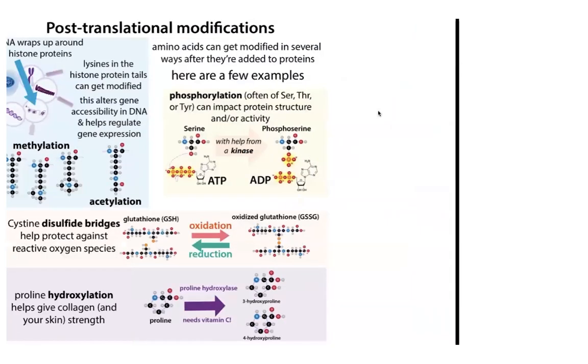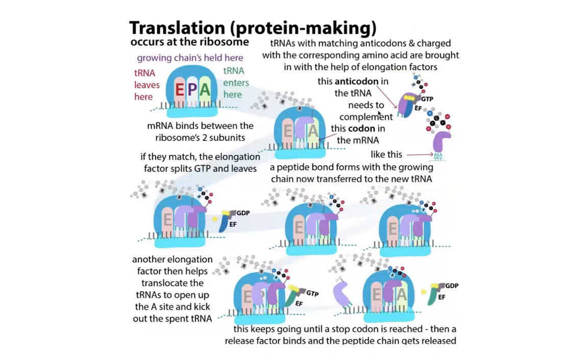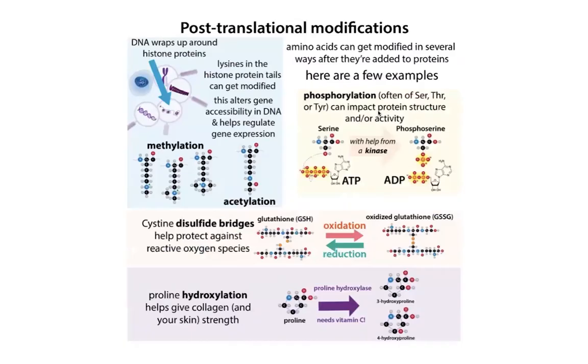So remember that translation is the process of making a protein by piecing together those amino acids through those peptide bonds. And this is done by using the genetic information that's held in the messenger RNA or mRNA. So that's the process of translation. And the amino acids are put in place in their original form. But then what's going to happen is that there are enzymes that can actually modify them.